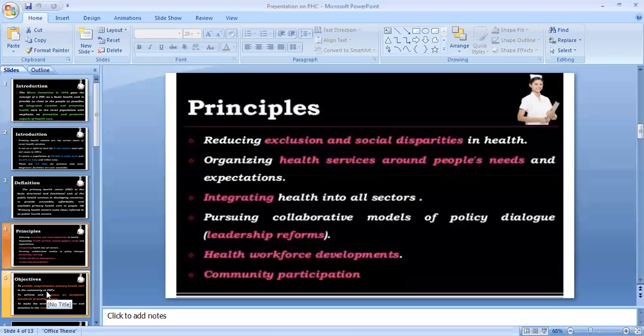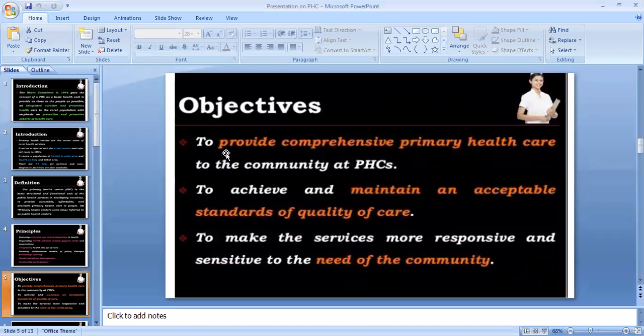Come to the objective: to provide comprehensive primary health care to the community at primary health centers. So always remember, primary health center tries to provide comprehensive care, which is easily affordable and accessible. We already mentioned that.